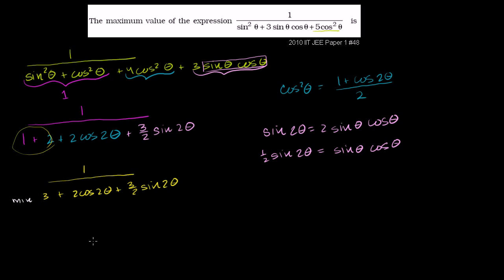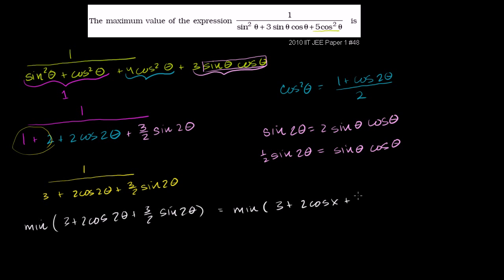I don't want to write it there because it kind of confuses the problem. The minimum value of 3 plus 2 cosine 2 theta plus 3/2 sine of 2 theta is going to be the same thing as the minimum value of 3 plus, I'm just going to do the substitution that 2 theta is equal to x. That just simplifies things a little bit. You don't have to do that. But just to, so 3 plus 2 cosine of x plus 3/2 sine of x. So this is a pretty simple expression. Let's see how we can figure out its minimum value.